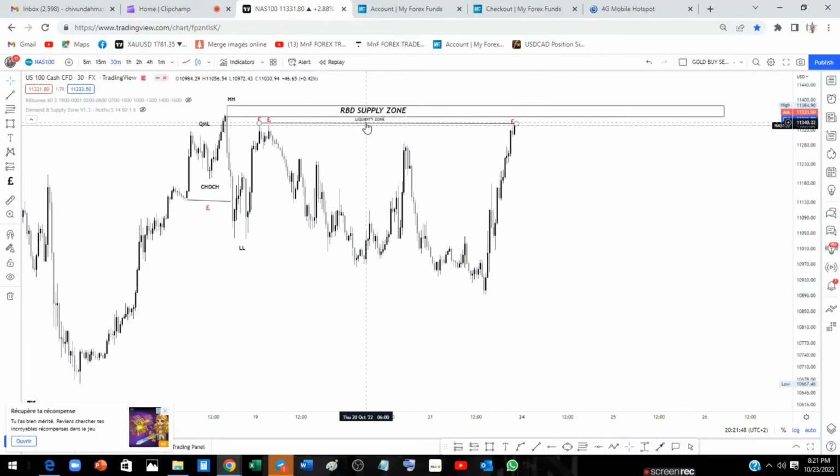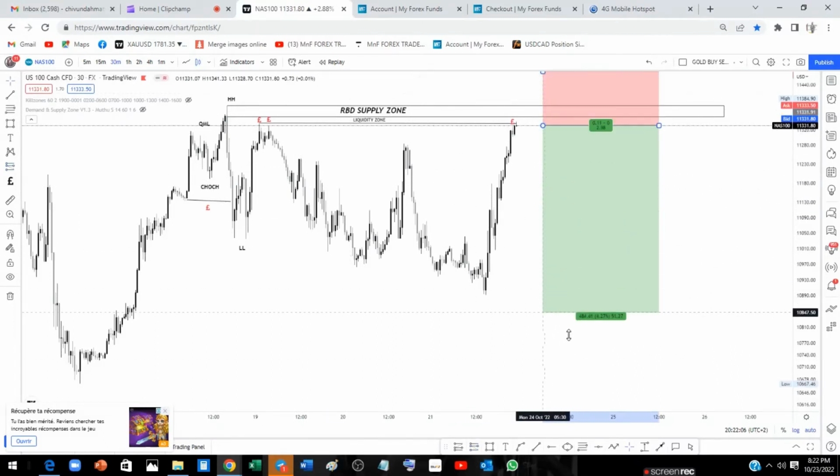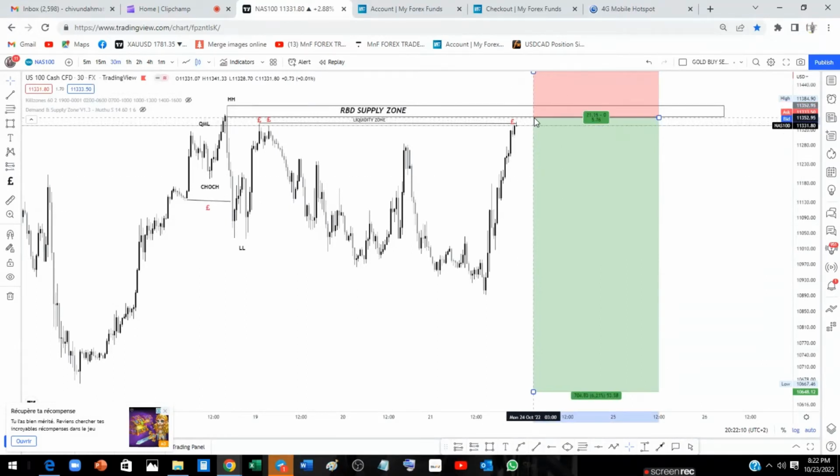So this is a rally based drop supply zone, a very clean setup. Okay, it's a very clean setup, and now we're looking for the market to break this equal highs, so that the market can come to this level right here where we have a rally based drop supply zone. Okay, and where is our stop loss? Our stop loss is just going to be slightly above the higher high right there. So slightly above the higher high.